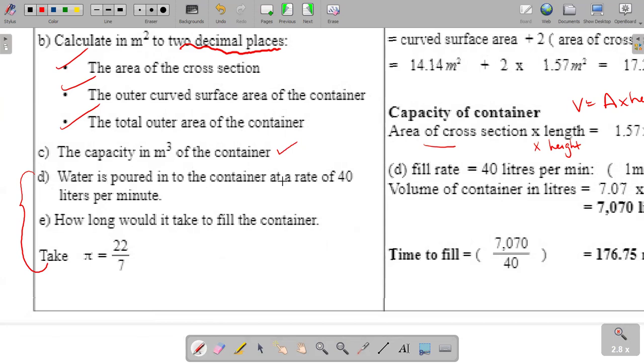Water is poured into the container at a rate of 40 liters per minute. Anybody realize what's going on here? You realize we've been measuring volume all along, but what units of volume were we using before? We were using meters cubed. Everybody agree? Now, all of a sudden, the question is asking for liters. That's the first thing we need to understand. So you know what's going to happen, right? At some point, you have to change one into the other. Everybody with me?